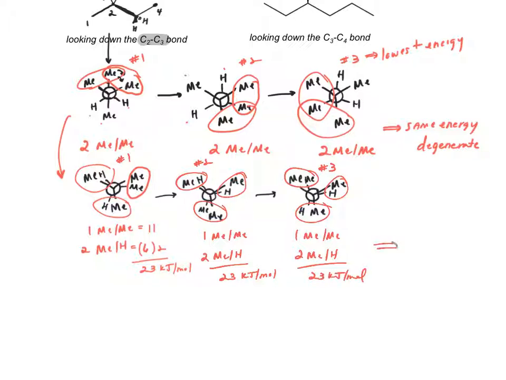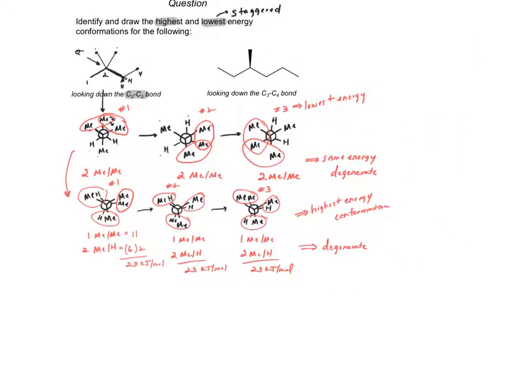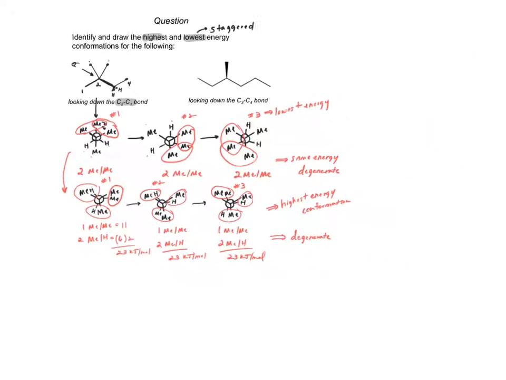So just like we saw for the staggered conformations, all of our eclipsing conformations have the same energy. They're all degenerate. So if I had asked you to draw the highest energy state, you could have drawn any of these 3, and that would have been an acceptable answer for the highest energy conformation. Okay, so that is question 1.